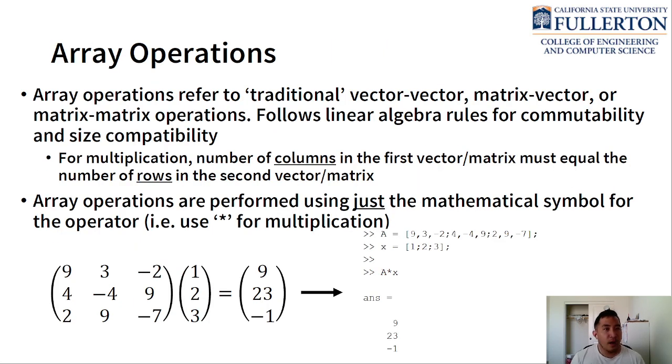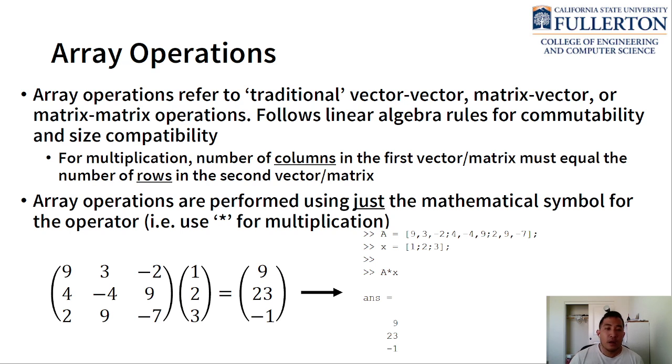When we talk about array operations in MATLAB, what we're really talking about are what I like to call traditional linear algebra vector-vector, matrix-vector, or matrix-matrix operations. These follow the traditional linear algebra rules for commutability and size compatibility. For example, for multiplication, in order to perform a matrix-matrix multiplication, the number of columns in the first matrix must equal the number of rows in the second vector or matrix.